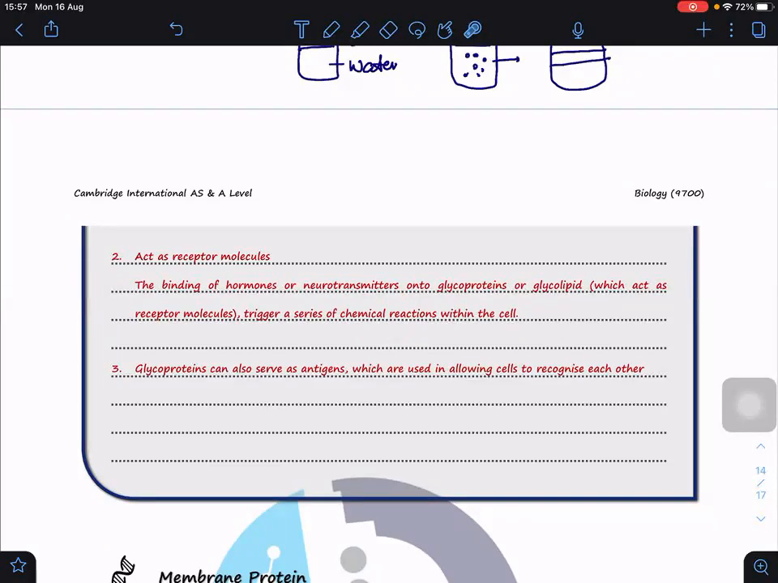Okay. Next, glycoprotein and glycolipid can also serve as antigens for cell recognition. Guys, my mistake here: glycoprotein as well, sorry, glycolipid as well. Both of them can serve as antigens, which allow cells to recognize each other. But which one is more important? Glycoprotein. If the question asks for one, always write glycoprotein. If the question gives 2 marks, write 2: glycoprotein and glycolipids. Are you clear? The first one you put must be glycoprotein. They serve as surface antigens for us to recognize them.